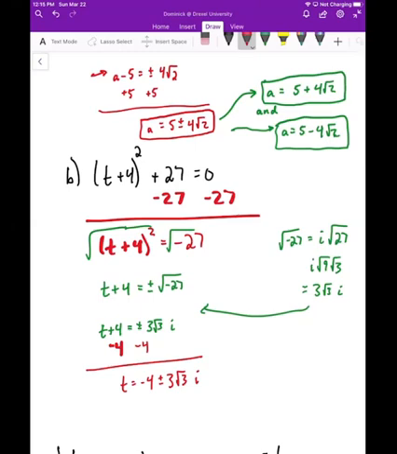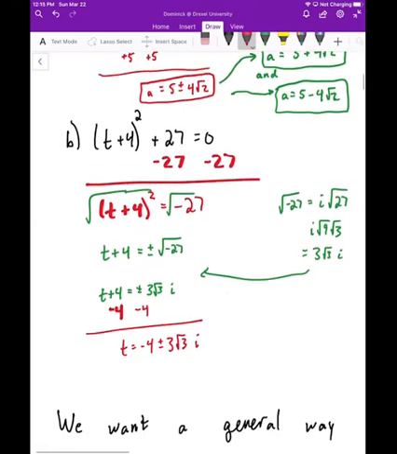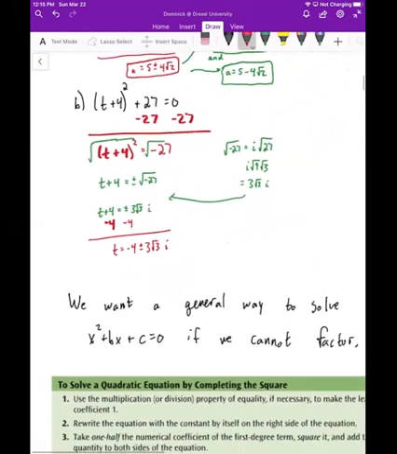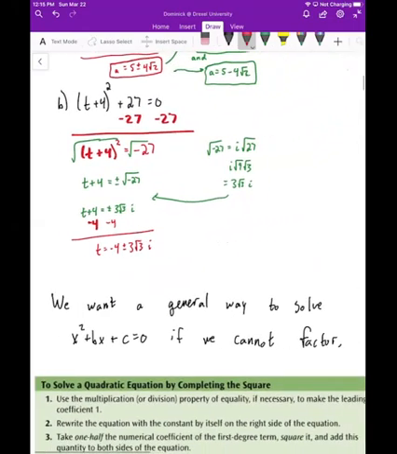And again, don't forget that this really means that you have two answers. We have negative 4 plus 3 square root of 3 times i, and also negative 4 minus 3 square root of 3 times i. So this is all well and good. And now we're going to use this in what's called completing the square.